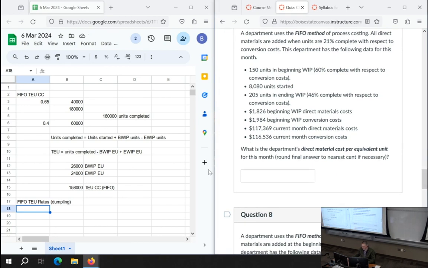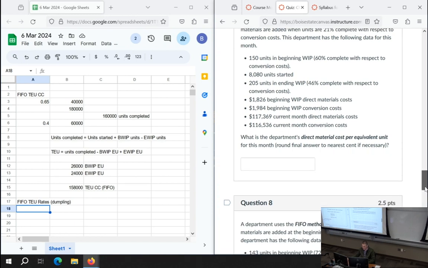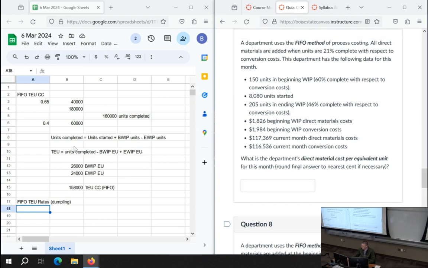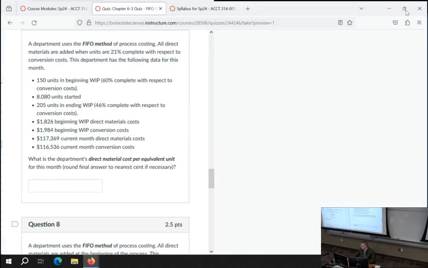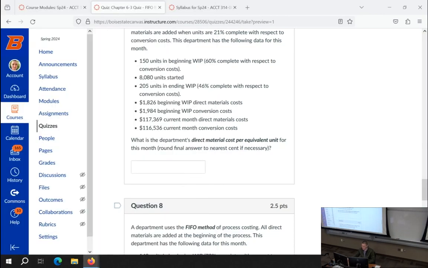Seems like we've got a decent level of confidence here in the class, which is great to hear. So we are looking for direct material cost per equivalent unit. I'll scroll back up, and I'll make this full screen and move this over so that only Anonymous Crow and Anonymous Loris can see what I'm doing over here. So yeah, go ahead and work on this problem.